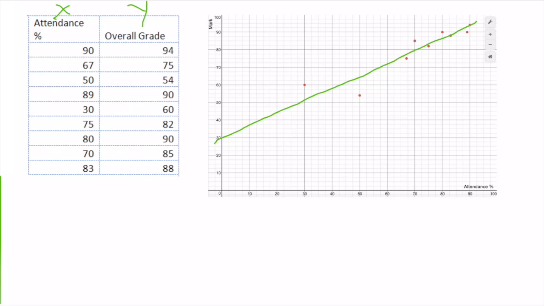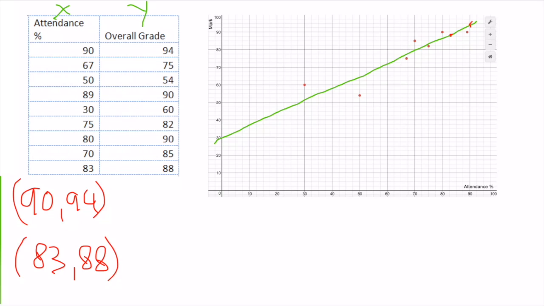To get the equation of a line of best fit, first you can check, does it go through 2 points? In this case, mine does. It goes through this point and this point. So I can use those 2 points to get the equation of the line. The points I used were (90, 94) and (83, 88). So I'll just use those 2 points to get my line of best fit.